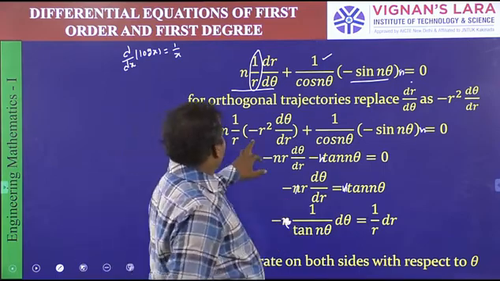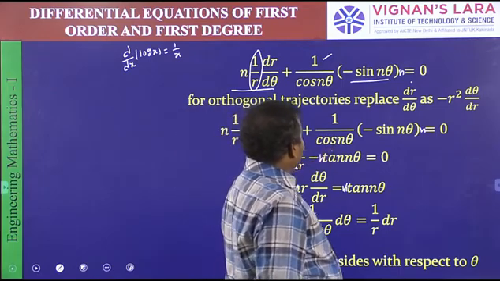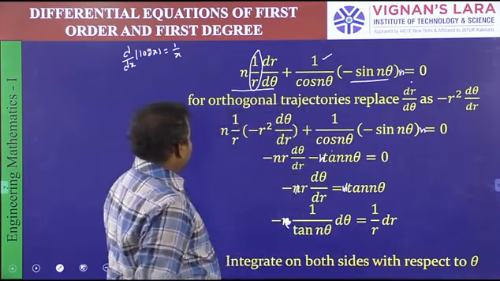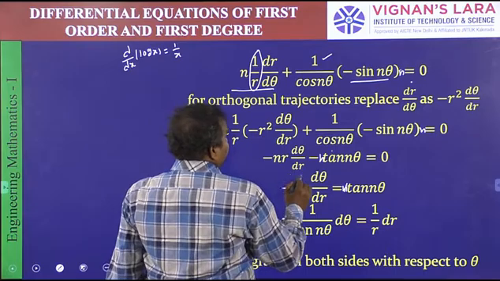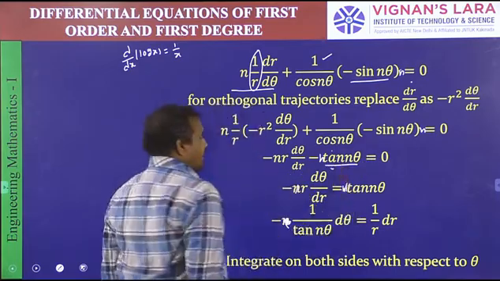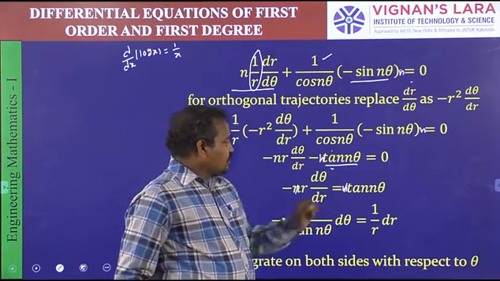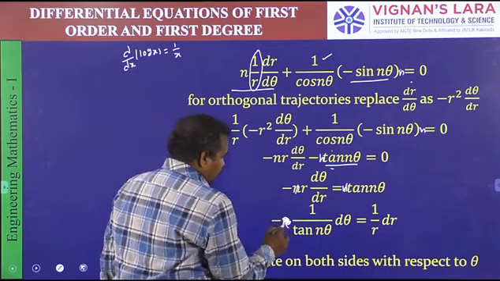So n into 1 by r minus r square d theta by dr into 1 by cos n theta minus sin n theta into n is equal to 0. So r getting cancelled, minus n r d theta by dr minus n into sin by cos can be written as tan n theta. So minus n r d theta by dr is equal, minus n comes to this side, plus n getting cancelled. So here we will not get n.